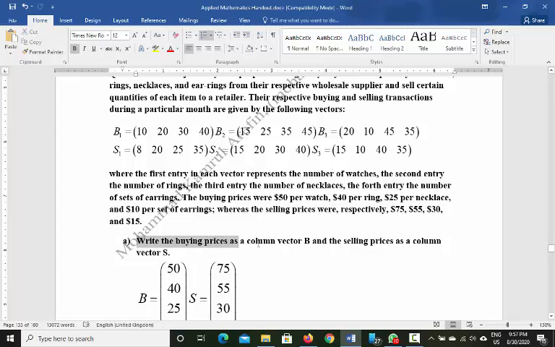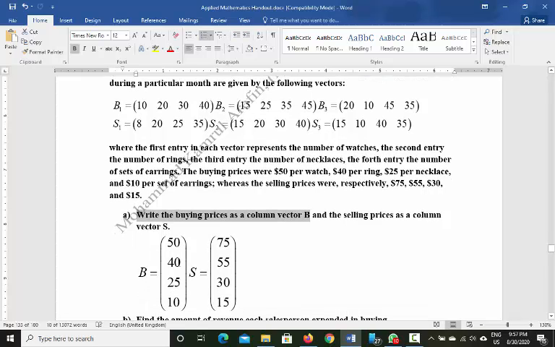So write the buying price as a column vector B. So this is the buying price: 50, 40, 25, 10. This one represents the buying price of watch. This one represents buying price of ring, this one represents buying price of necklace, this one represents buying price of earring. And this other one represents the selling price of each of them.